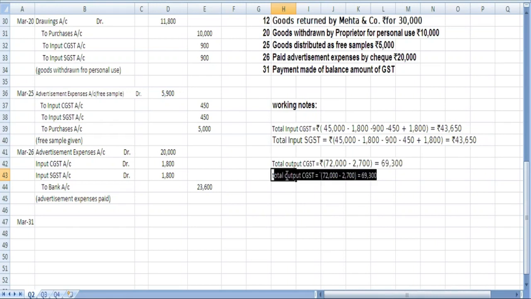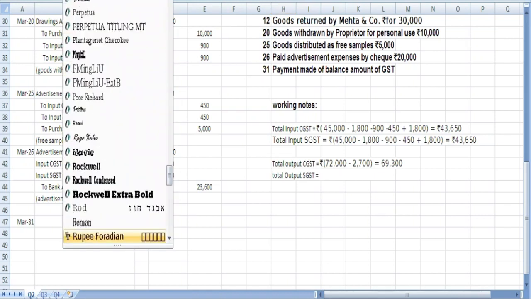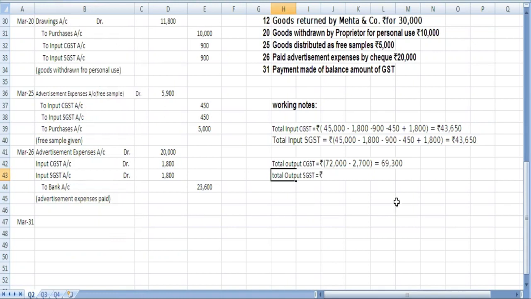This will come the same. Total output SGST, both will come with the same amount, 72,000 minus 2,700. So your output SGST comes as 69,300. Okay, we will write rupees over here.